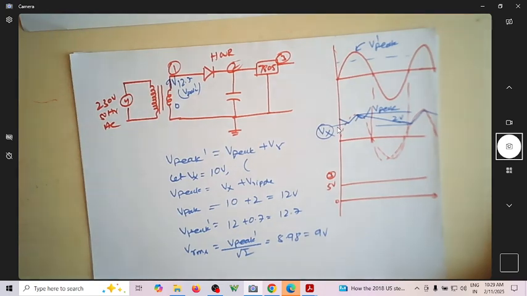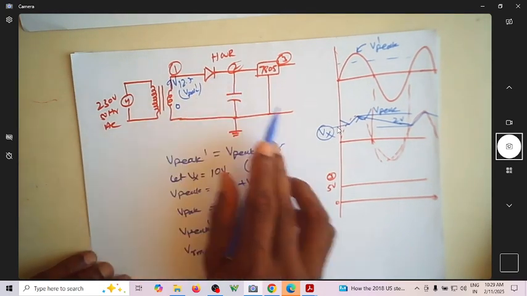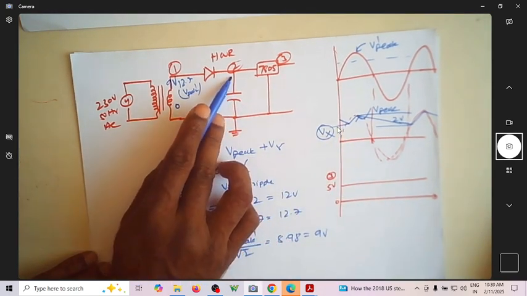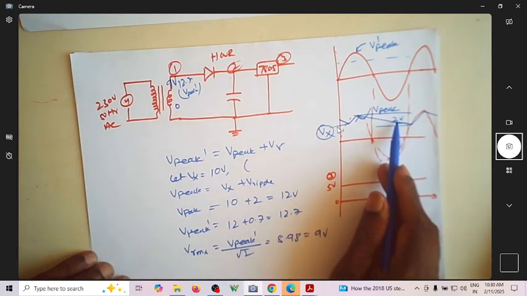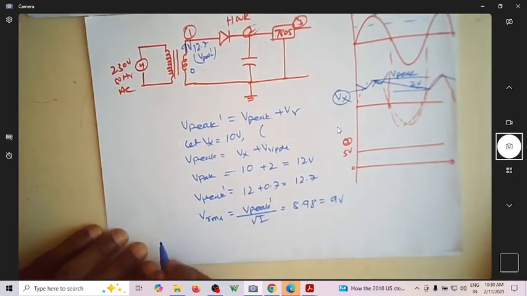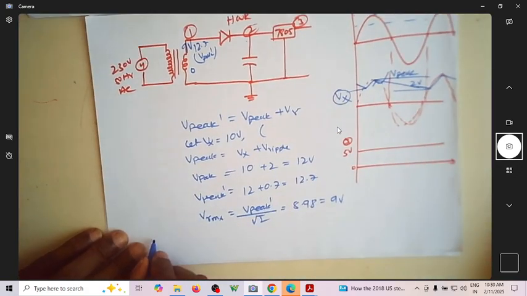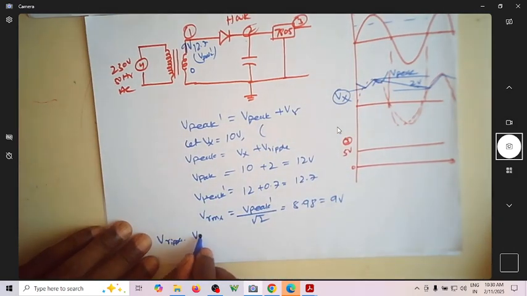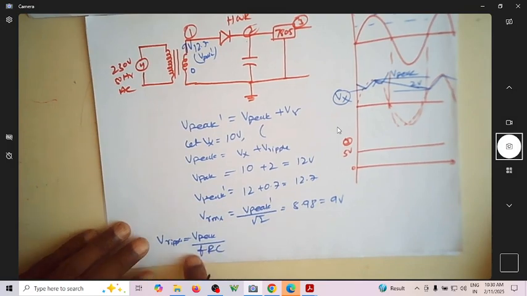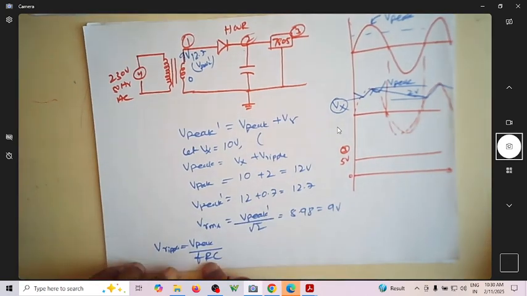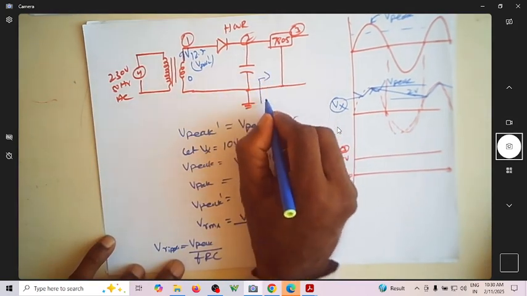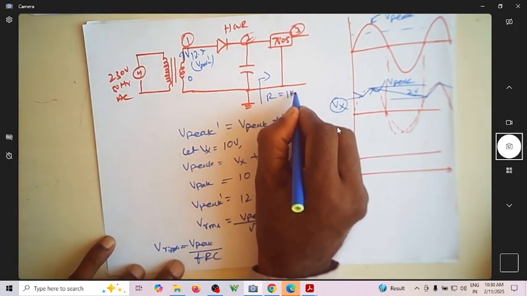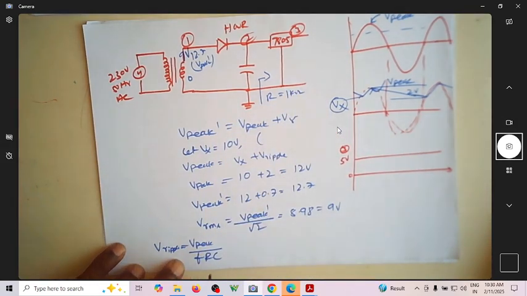Now we know the shape of the waveform that you're getting here. In order to get this ripple voltage of 2 volt, we should know the value of C. We have an expression for V ripple, which is V peak divided by FRC, where F is the frequency of your input signal and R is the resistance seen here. This is usually 1 kilo ohm. And C you are supposed to find.